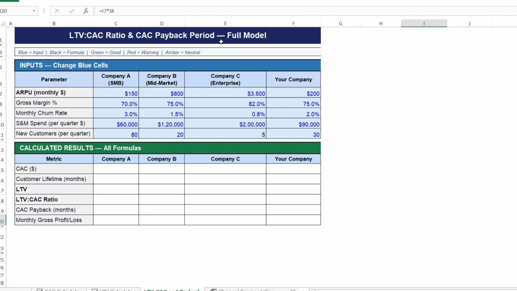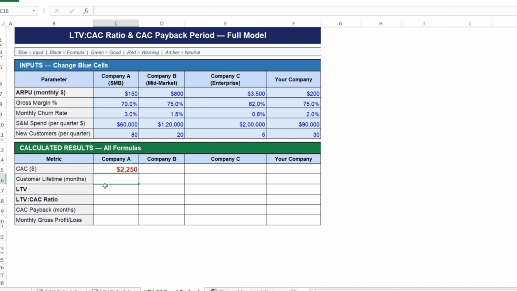Let's understand LTV to CAC ratio and CAC payback period with the help of an example. Here we have different parameters like ARPU, gross margin, monthly churn rate, S&M spend, and new customers per quarter for 4 companies, A, B, C and your own company. So let's calculate it. First of all, we need to calculate the CAC. CAC is nothing but your marketing spend divided by your new customers. So this will be 60,000 divided by 80. One thing to note here is we want it in monthly terms, but here we have both the values in quarters. So we will divide it by 3 as well to get the monthly value.